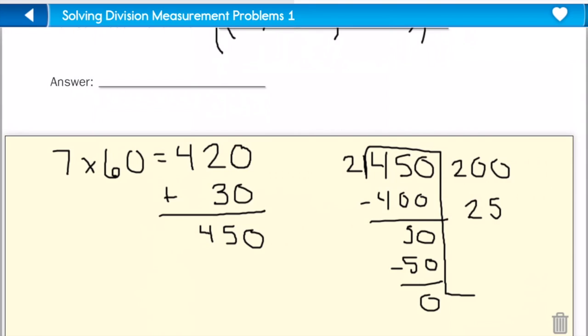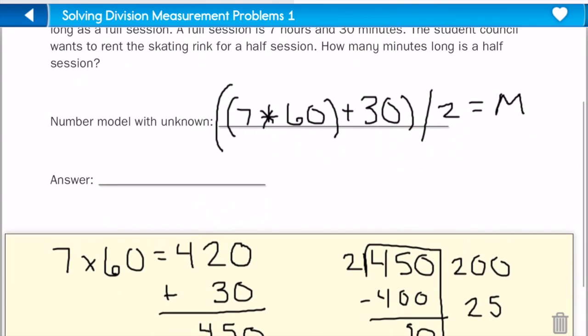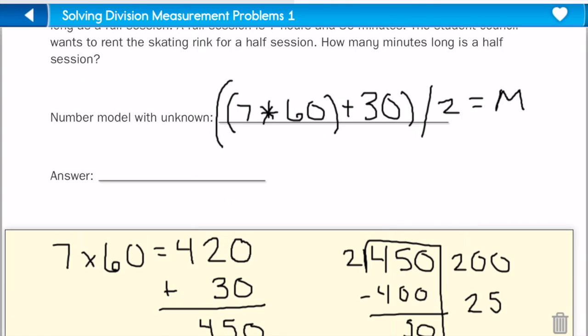So now I need to take 200 plus 25, and I know that that equals 225. So my answer is that how many minutes long is half of a session? It's 225 minutes. And remember to label.